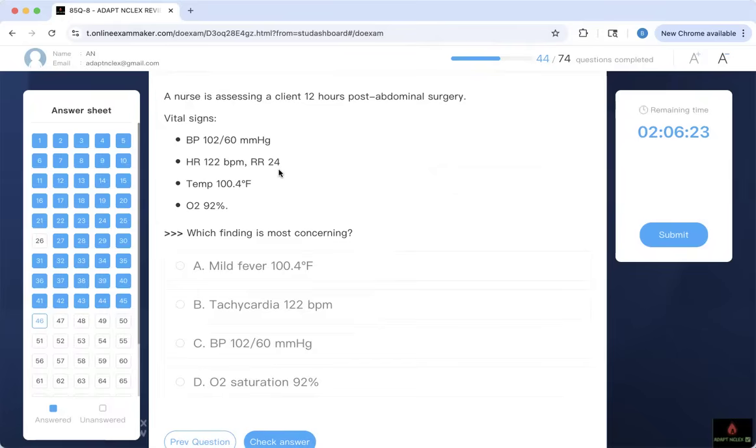They call it what? Rescue thinking. A few pieces of information, and then you put it together and figure out what is going on. Temperature, slightly high. Saturation, 92. Which one is most concerning? This is a good prioritization, 12 hours post-op. This is rescue thinking.